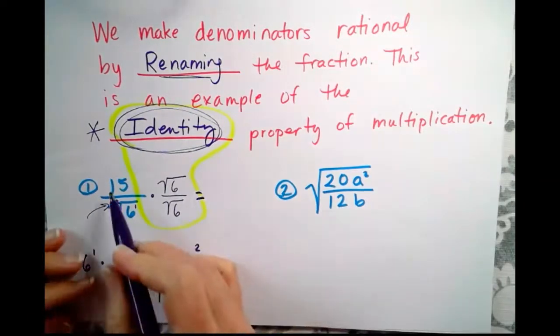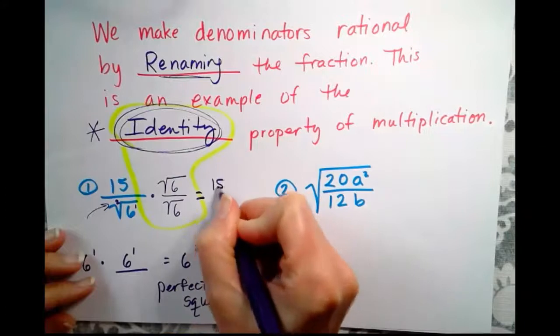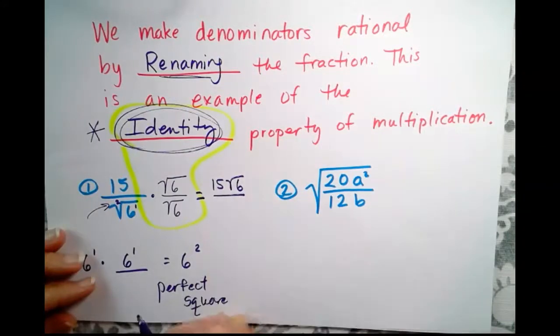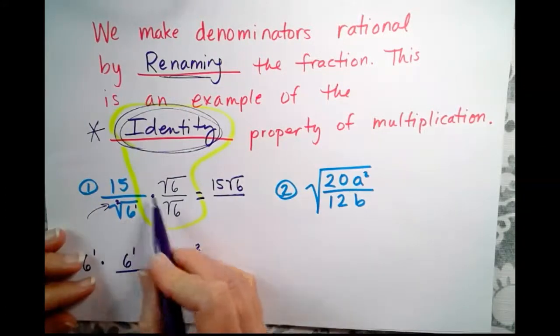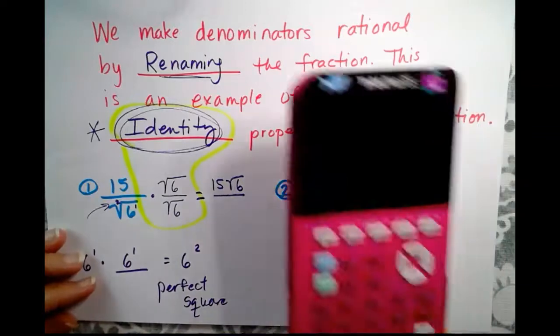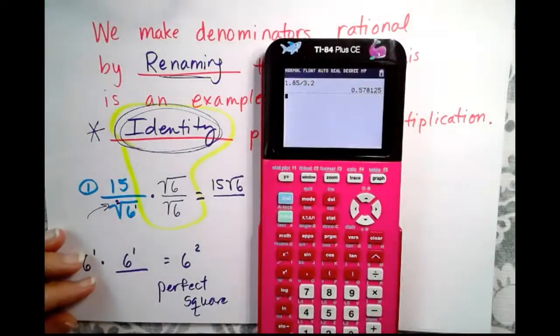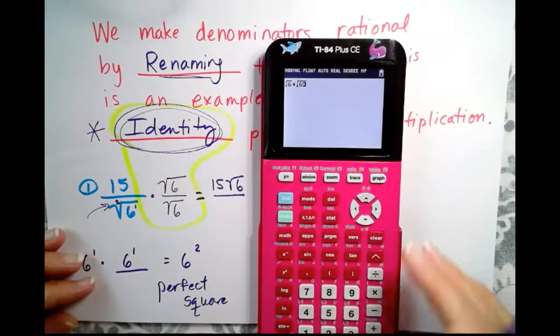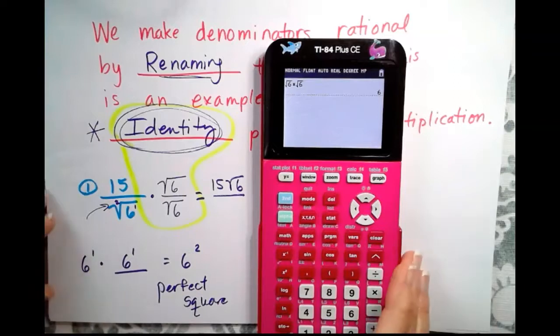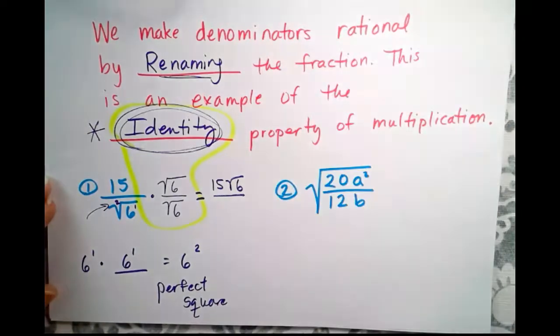So when I multiply straight across, I get 15 square root 6, and on the bottom I get the square root of 6 times the square root of 6, which is 6, because they're inverses. If you don't believe me, here goes. If I take the square root of 6 and I multiply it by the square root of 6, I get 6. They're inverse operations. Squaring a square root undoes the square root. So I get a 6 to come out.